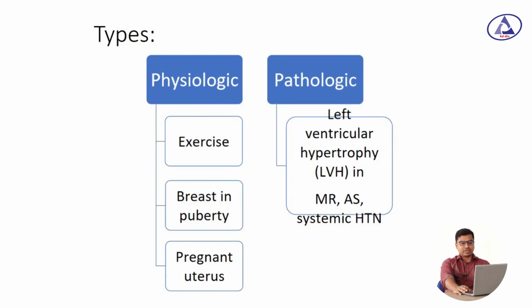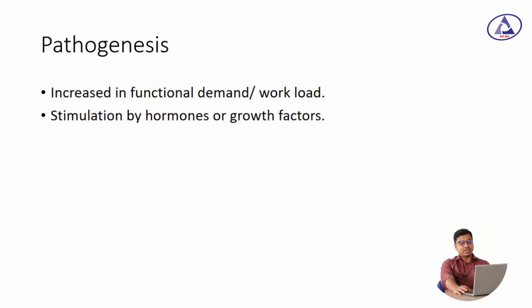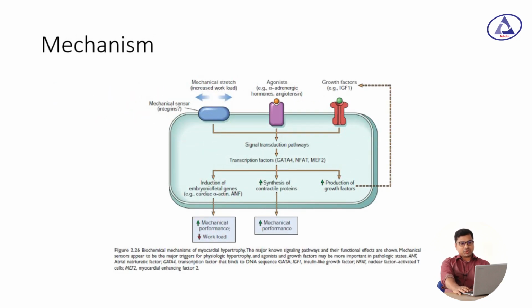Types of hypertrophy: physiological hypertrophy and pathologic hypertrophy. Causes of physiologic hypertrophy: exercise, breast at puberty, pregnant uterus. Pathologic hypertrophy: left ventricular hypertrophy in mitral regurgitation, aortic stenosis and systemic hypertension. Pathogenesis of hypertrophy: increase in functional demand and workload, stimulation by hormones or growth factors. This picture shows the mechanism of hypertrophy.